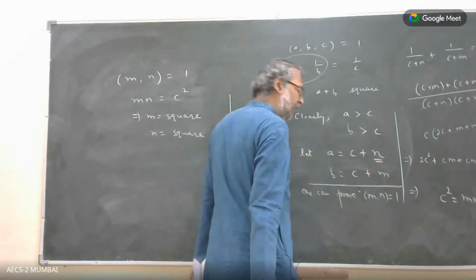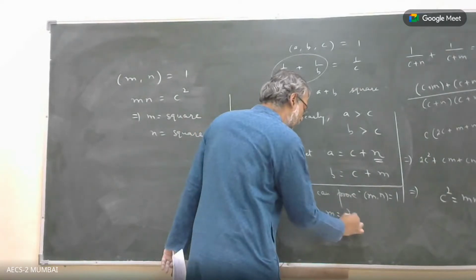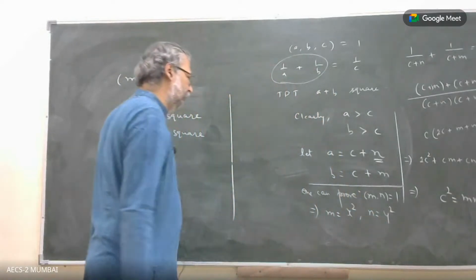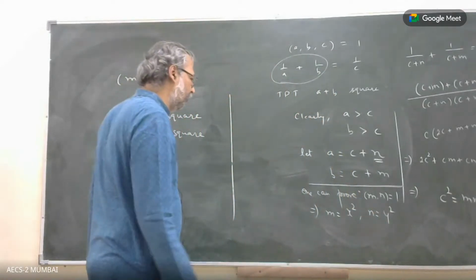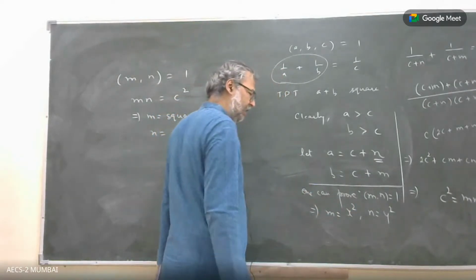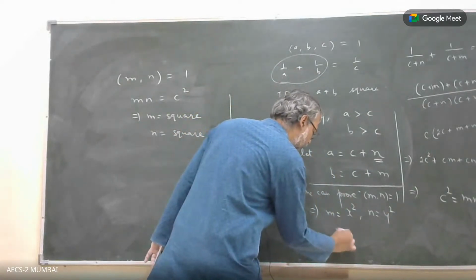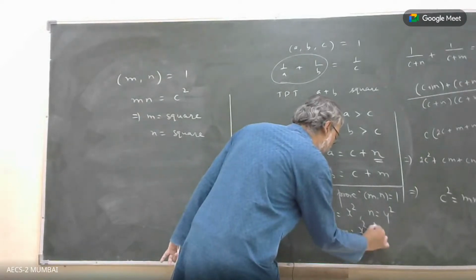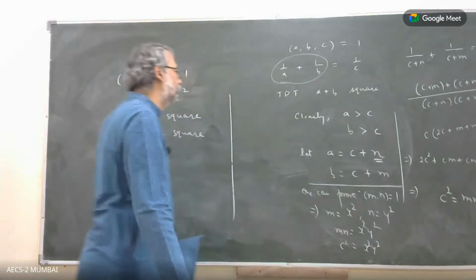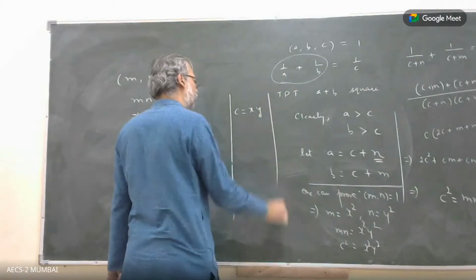The GCD of m and n is 1, and the product is c square. So m is some square, and n is also some square. So what can I say about the relation between c and x and y? mn is x square y square. So c square is x square y square. So c is xy, right? c is xy.